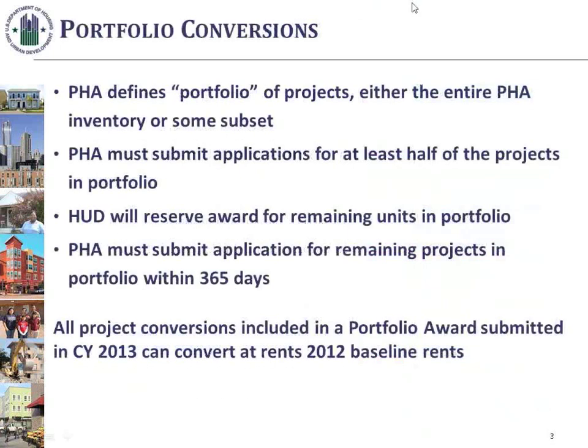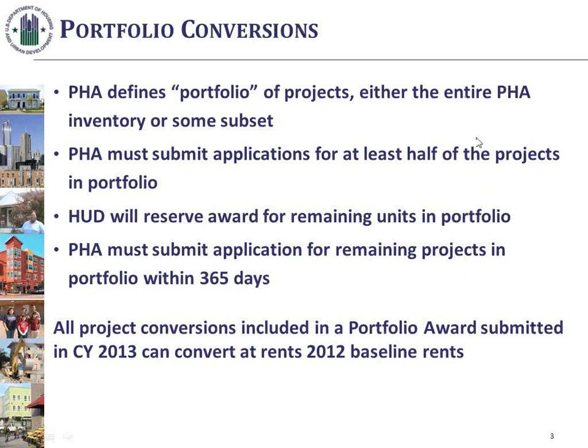So we're going to talk for the next 5 or 10 minutes a little bit about portfolio conversions and multi-phase conversions. These are two of the new incentives or sweeteners that we added with the revised notice in early July. And so we'll cover a little bit of territory. So on slide 3, where it talks about portfolio conversions, the first bullet is that a PHA defines what it calls a portfolio.